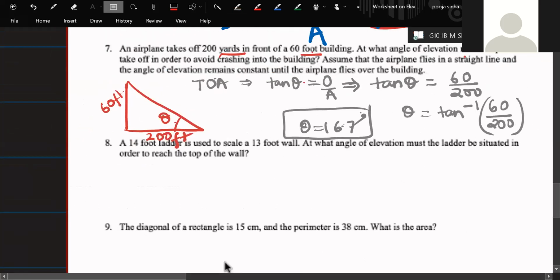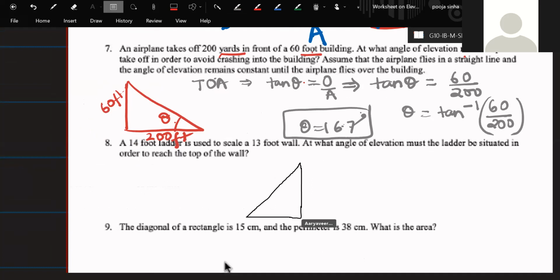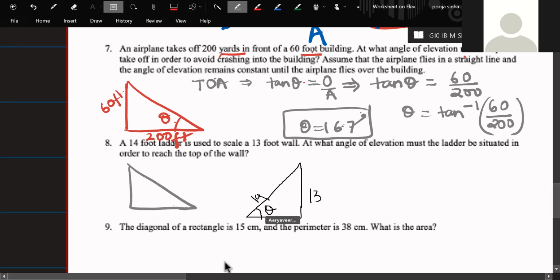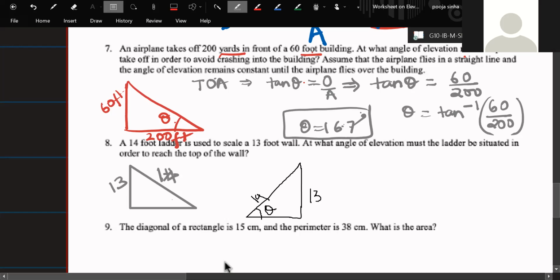Eighth one. Diagram first. Ash, can you read it now? Yes. A 14-foot ladder is used to scale a 13-foot wall. At what angle of elevation must the ladder be situated in order to reach the top of the wall? Yeah, that's it. So we're going to use sin inverse. Sin. 14, 13 and theta, right? Yes, perfect.